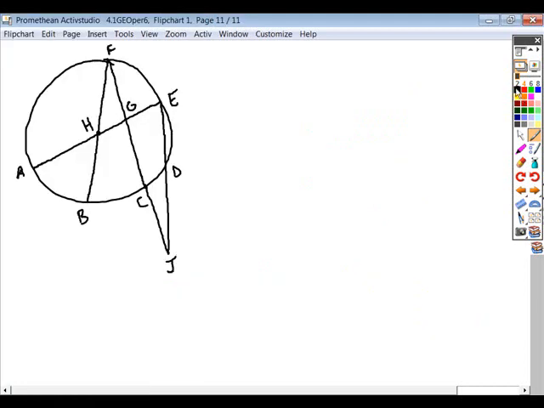All right. Let's take a look at some of the angles and intercepted arcs that we're dealing with here.